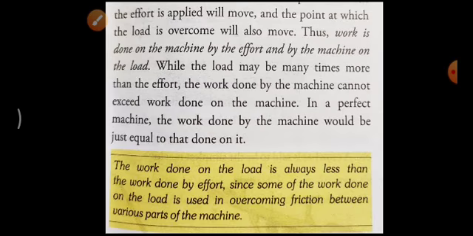So in the working of a machine, the point at which the effort is applied will move, and the point at which the load is overcome will also move. Obviously, if we apply some force, that is effort, then the load will also move to be overcome. Thus, work is done on the machine by the effort. How do we do work on the machine? By applying effort on the machine only, and the machine can then perform work on the load to overcome it or to complete the work.